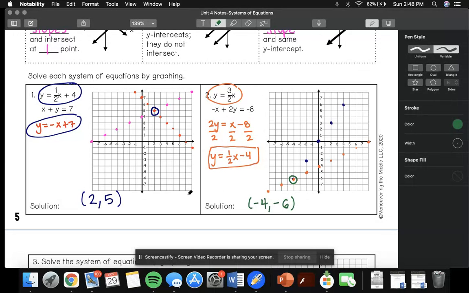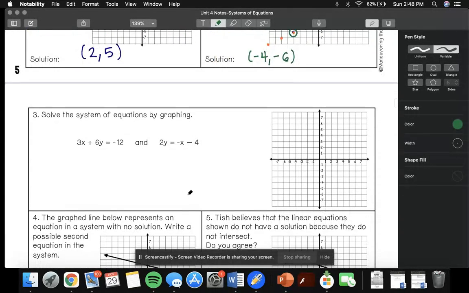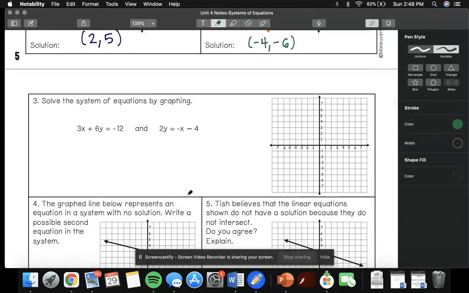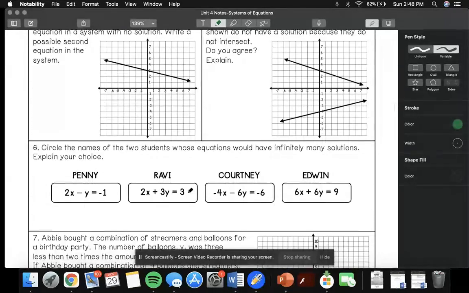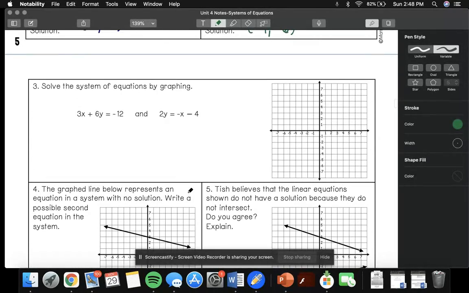Okay. All right, go ahead and go to page 6 for me. Okay. Question 3 says, solve the system of equations by graphing. Right now, neither of these are really graphable quite yet, so I'm going to basically just solve them for slope-intercept form because that is our most favorite way.